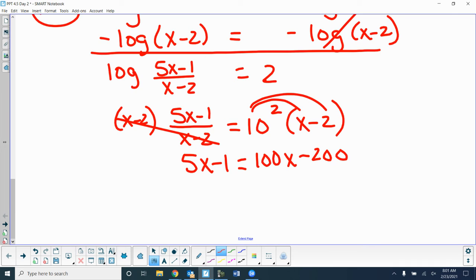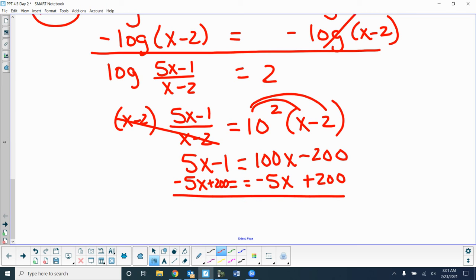And then just finish it up. I want to take the 5 to the right so I don't get a negative x. I'm going to take the 200 to the left. So the 5s go away, negative 1 and 200 is 199. I got an extra equals in there. Why did I do that? All right, and then those 200s cancel. 100 minus 5 is 95. And just divide by 95.